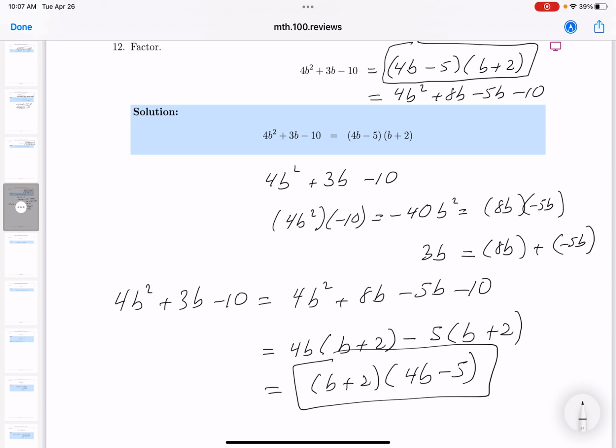Are we getting the same answers? Of course we are. b plus 2, 4b minus 5 are the 2 factors.